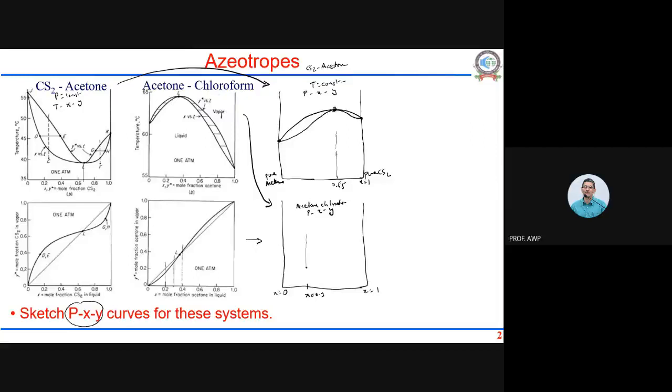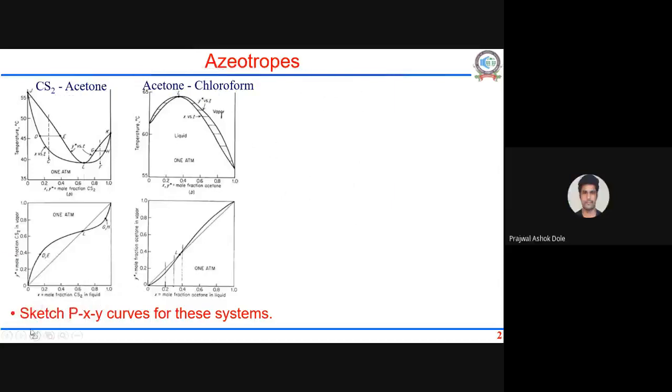For the acetone chloroform system now, pressure will be minimum at 0.2, correct. Something like this. Okay. Should we go forward? Yes, sir.